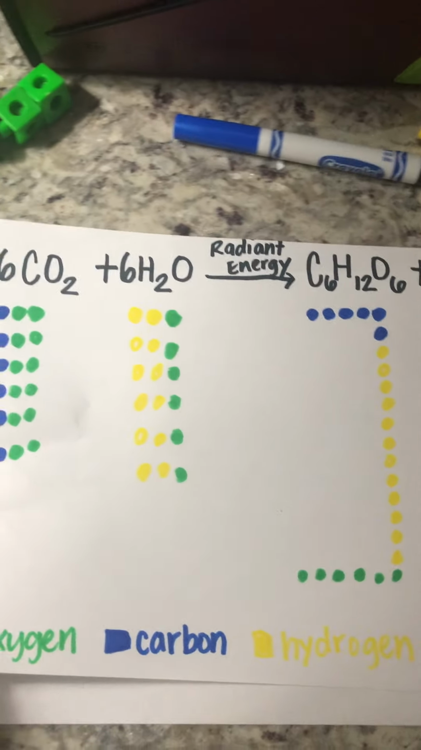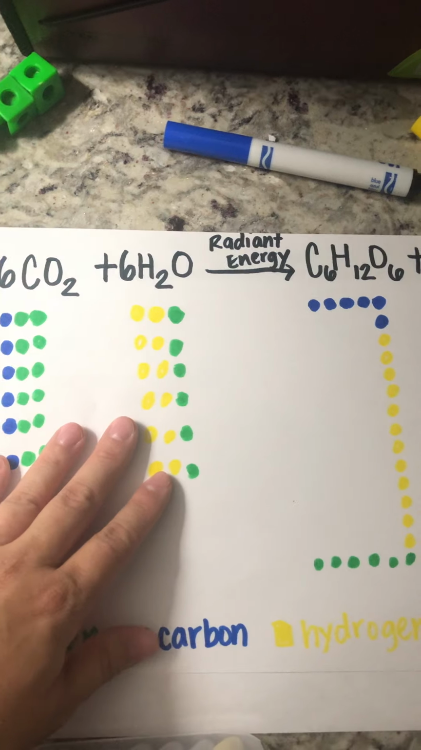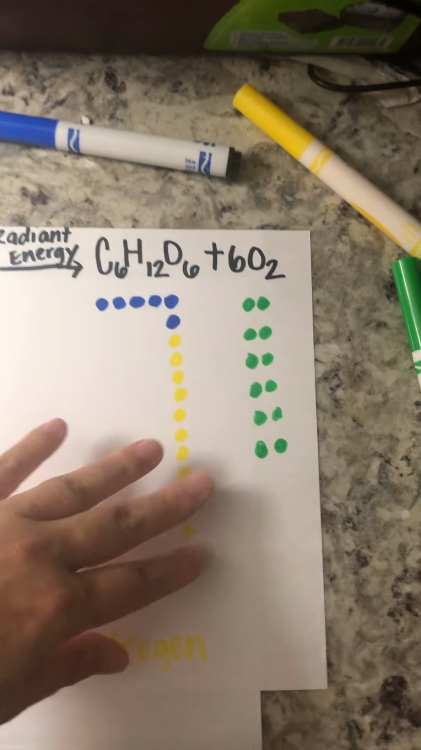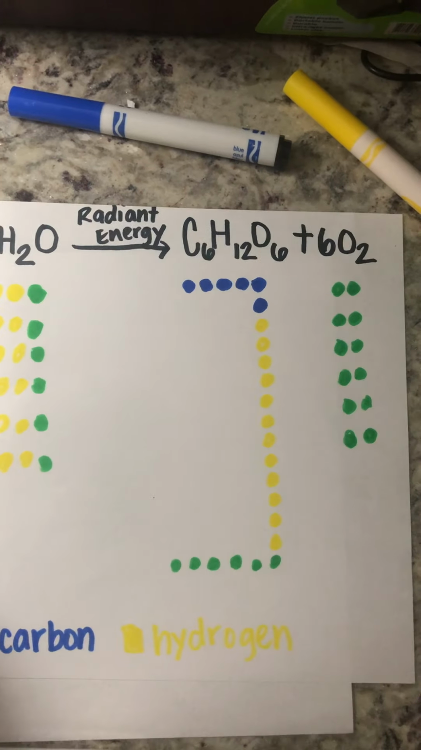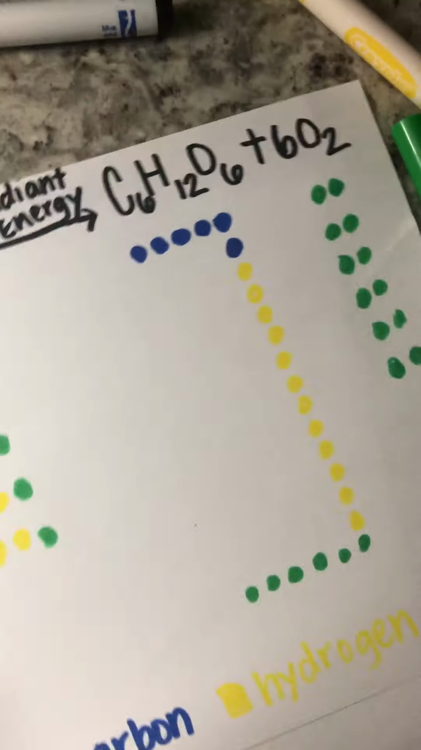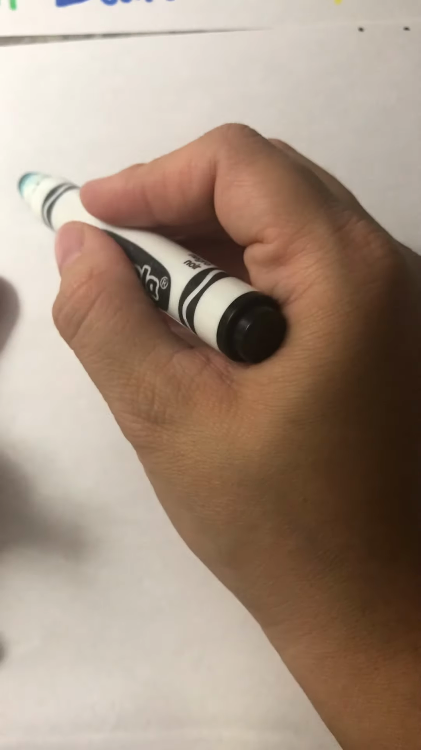So we just saw in the last video that we used everything on the left-hand side to make everything on the right-hand side. Now we're going to break it down and see if everything equals up in numbers. So in your notebook, underneath what we just drew, we're going to create a chart, okay? I'm going to create like a T-chart.